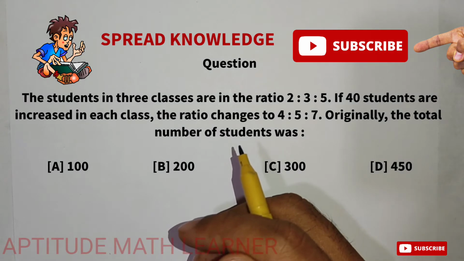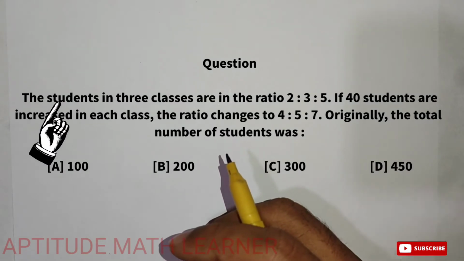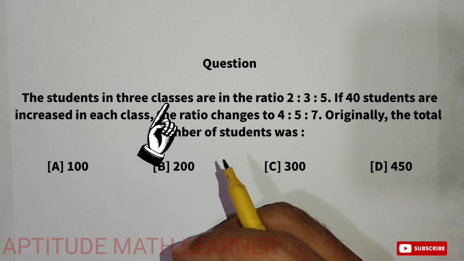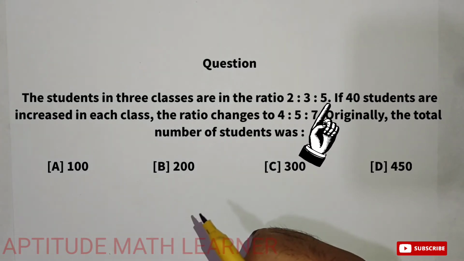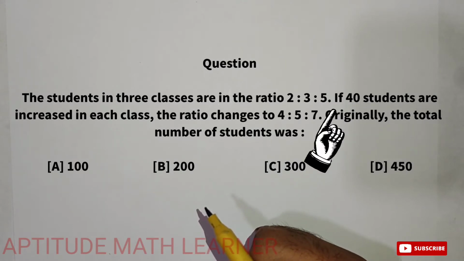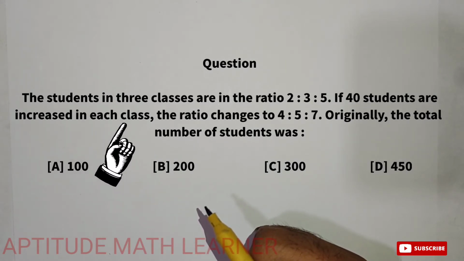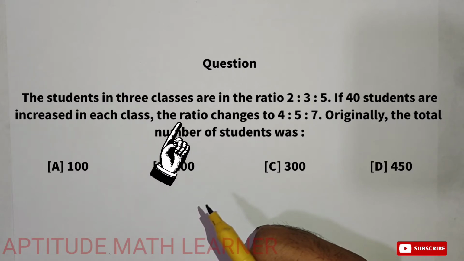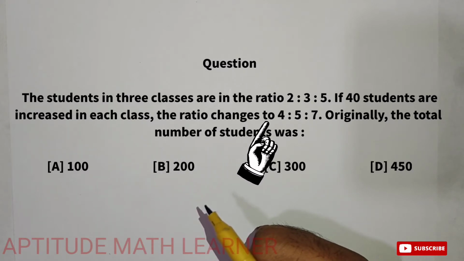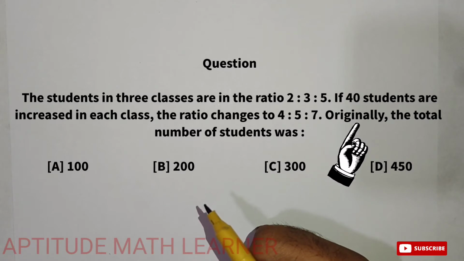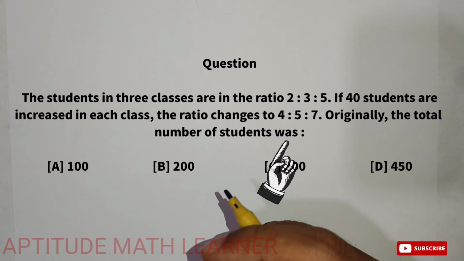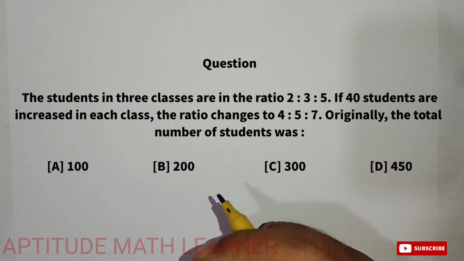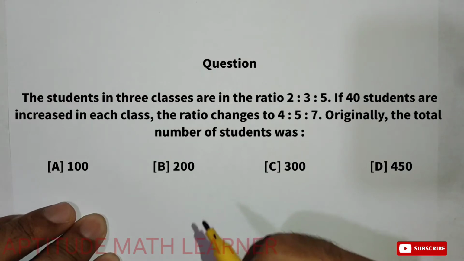And the question today is that the students in 3 classes are in the ratio 2:3:5. If 40 students are increased in each class, the ratio changes to 4:5:7. Originally the total number of students was, so here we have to find out the strength of the total students.